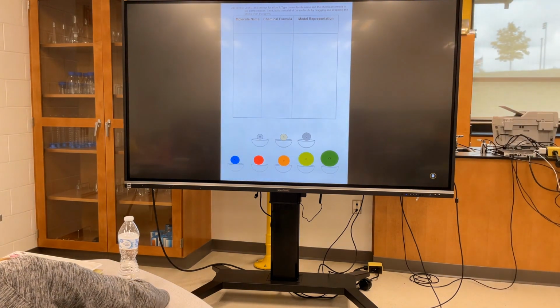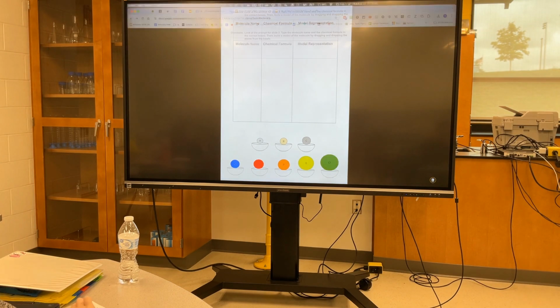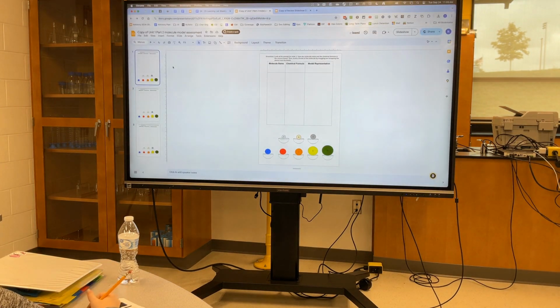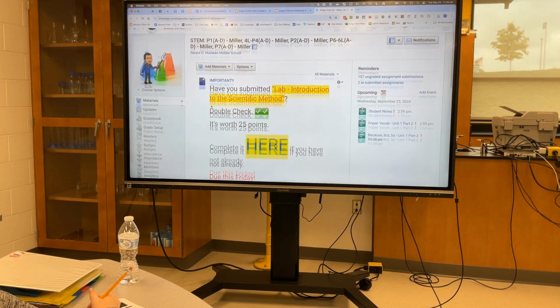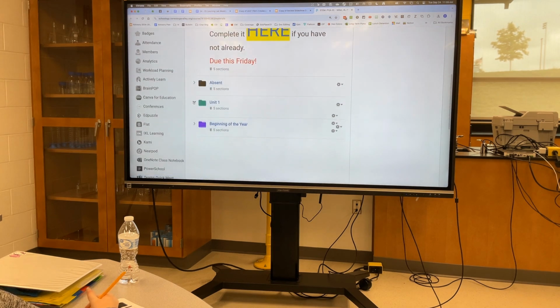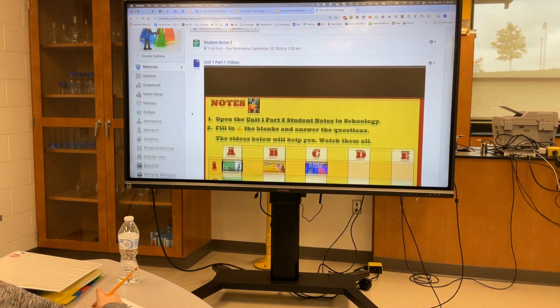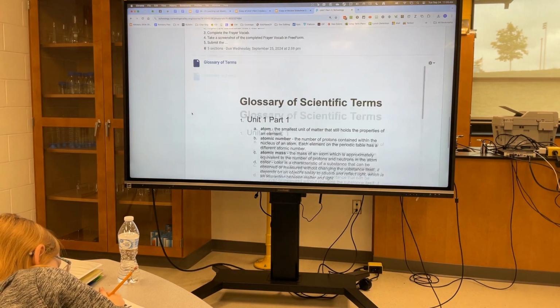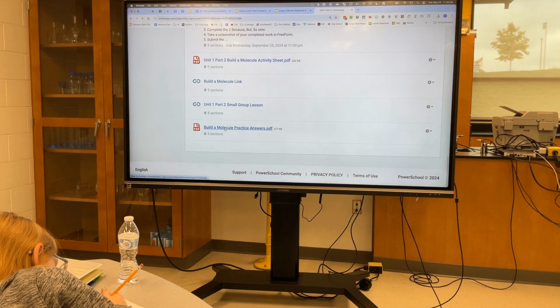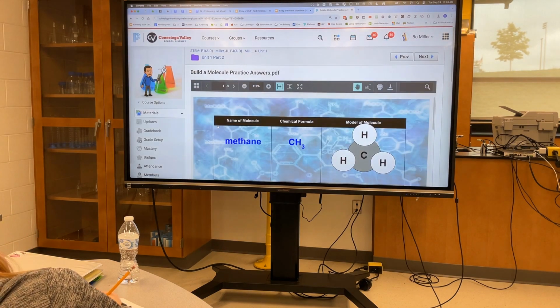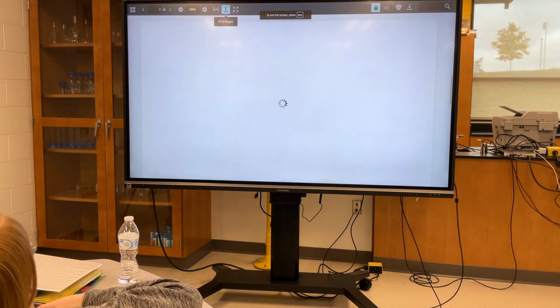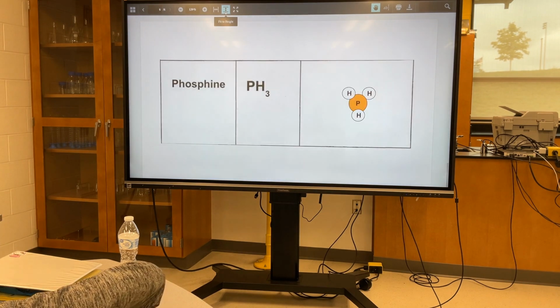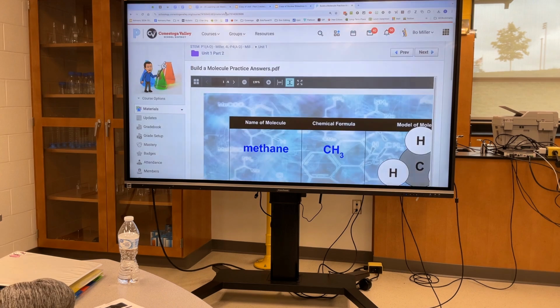The first one is that when you go to Schoology, in the folder Unit 1, Part 2, if you scroll to the bottom, you have all the answers to what we just did today. You can open this up, and you can go through all the answers, and it'll show you everything we just did today. So you don't have to worry about your copy being the same.